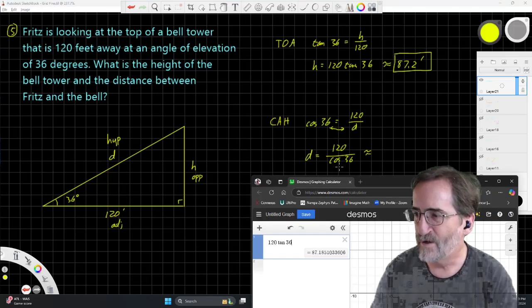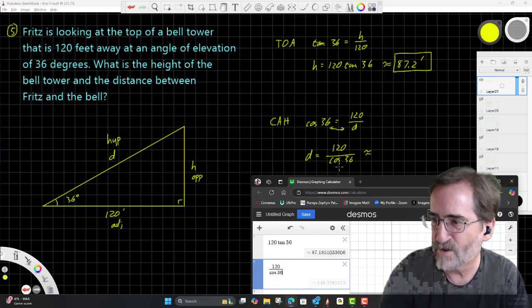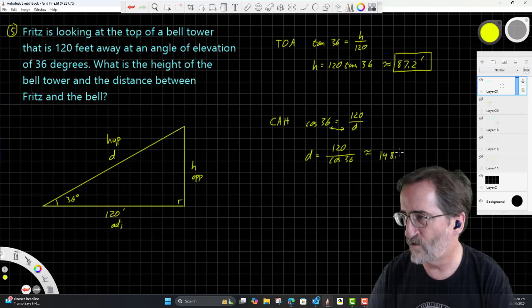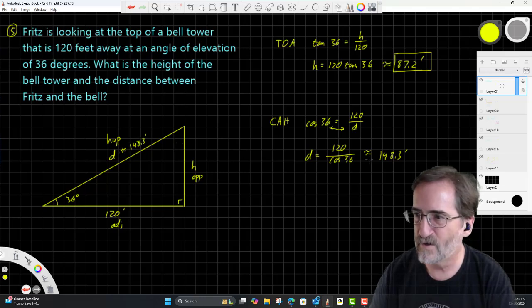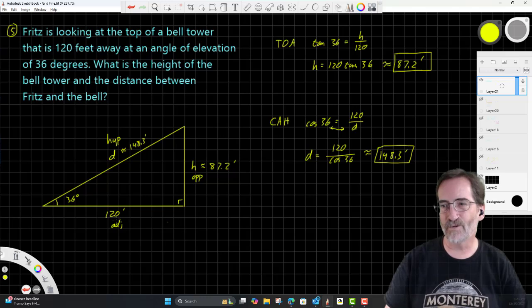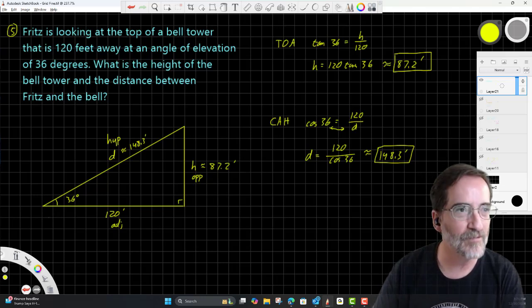Right? And then the D is 120 divided by cosine 36, 148.3 feet. So let's go ahead and label these on the drawing here. 148.3 feet, and 87.2 feet. Okay, and check for reasonableness. 148.3 is more than 120. That's good. 87.2 is definitely the shortest side. That's number 5.